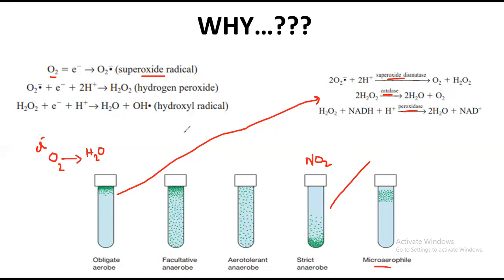So these are the main chemical reactions. I have taken them from an authentic book, so these are the correct reasons related to oxygen concentration. I think now you know why microbes are divided into five categories on the basis of oxygen concentration, and this is just because of the formation of superoxide.